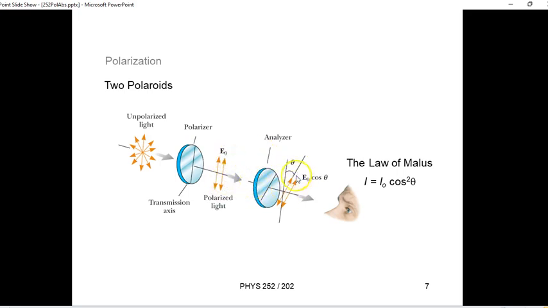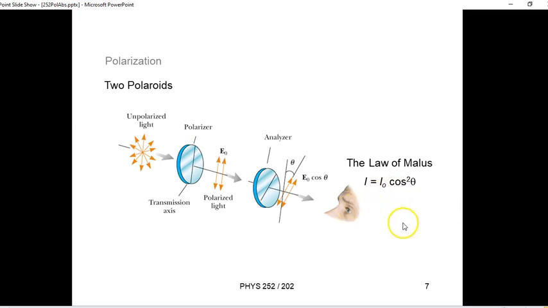Okay? Well, if you look at the component of E naught that hits this second polarizer, the component that's parallel to its transmission axis is E naught cosine theta, where again theta is the angle between the two axes. The intensity of light is proportional to the field squared. So the intensity that gets through the second polarizer should be the intensity that hits the second polarizer times the cosine squared of theta. And you can observe this in practice. This is called the law of Malus. So you should know the law of Malus.